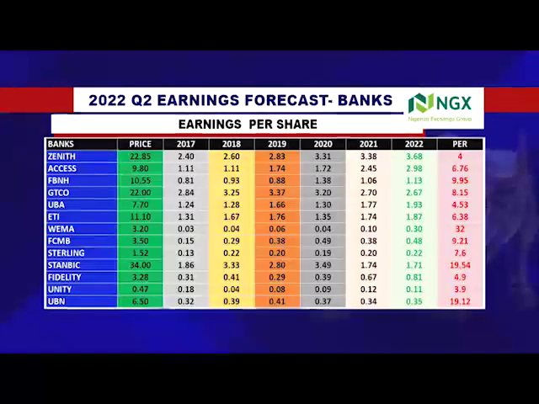Okay? If you look at the first column, you will see banks. And then under listed, you have Zenith, Access, FBNH, GTCO, UBA, ATI, WEMA, FCMB, Sterling, Stanbic IBTC, Fidelity, Unity, and even Union Bank that has just been taken over by Titan. Then the second column, you see the price, and then you will see what we have done.